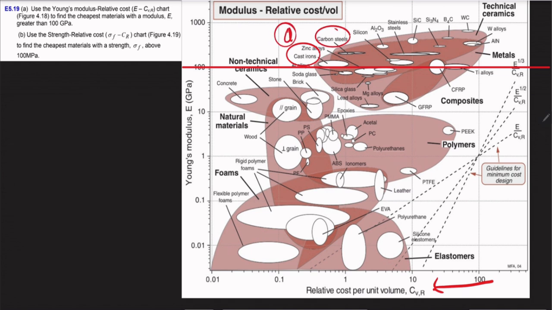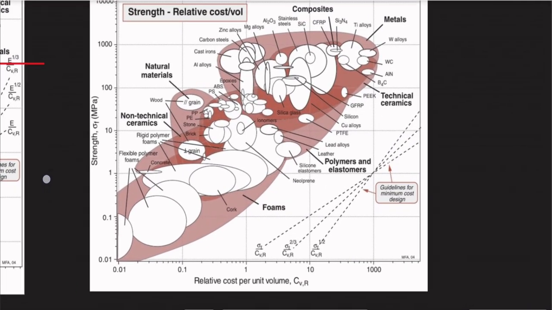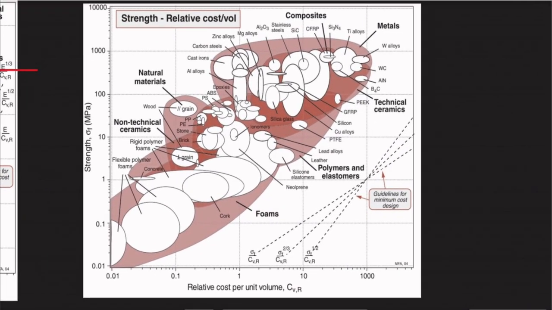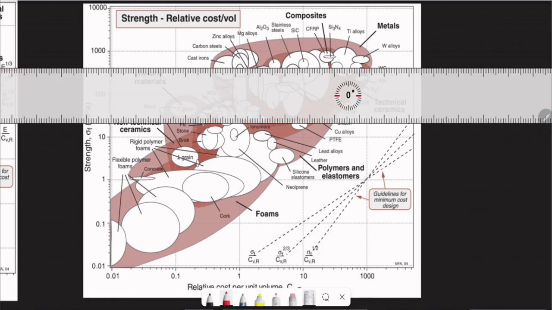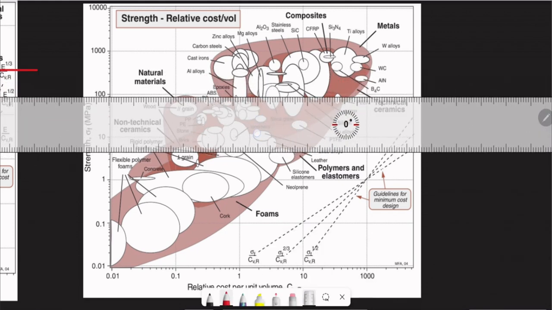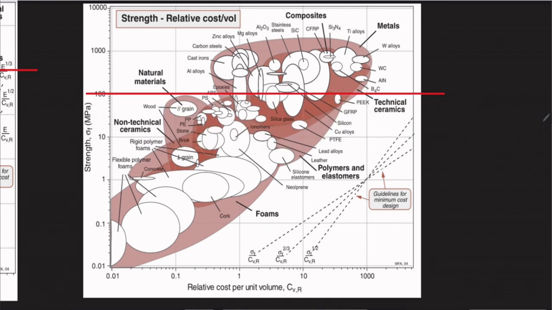Then for B, they told us to use the next chart to find the cheapest materials with strength above 100 MPa. So we'll go to chart B. We are looking for the cheapest materials with greater than 100 MPa. So we take our ruler as well, and we look for 100 MPa. Once we have it at 100 MPa, we'll now draw a line.